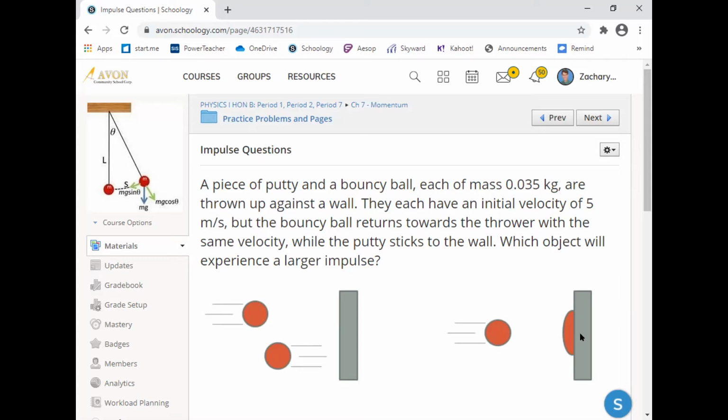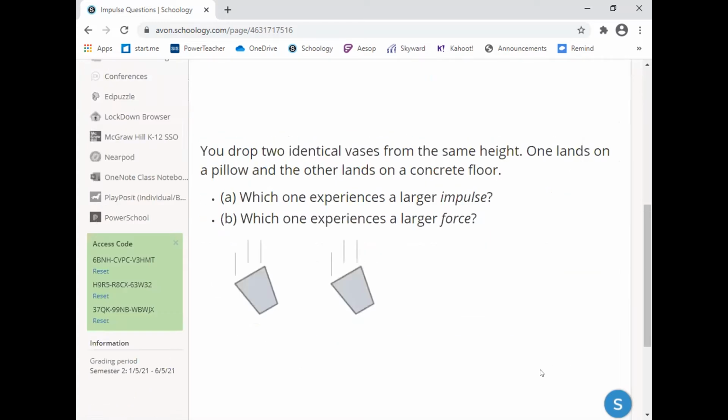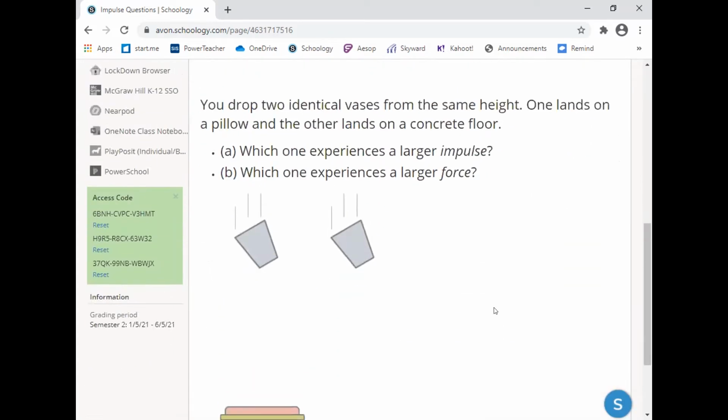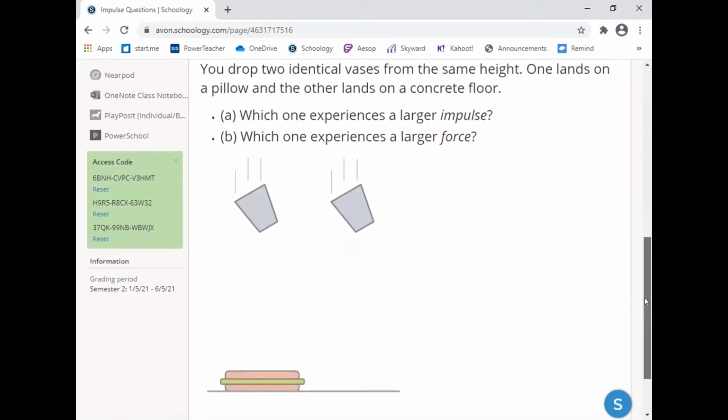Next thing I want you to talk to your partner about. Let's imagine two identical glass vases, right? One lands on a pillow and the other lands on a concrete floor. Which one experiences a longer impulse and which one experiences a larger force? So tell your partner what you think about this one.